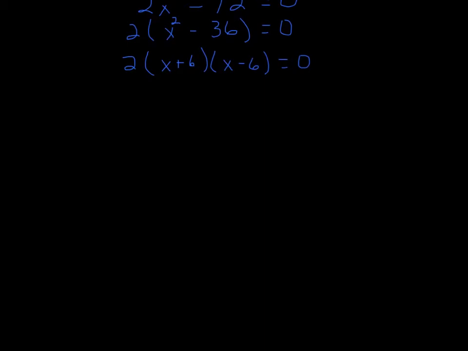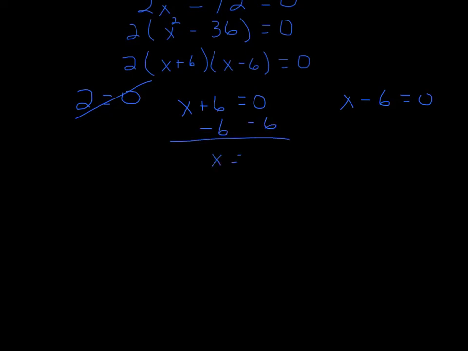You take each of the factors and set them equal to 0, right? Well, 2 can never be 0, so you don't worry about the 2. You just start with x plus 6 equals 0 and x minus 6 equals 0. Okay? So then we go to minus 6, so x can equal negative 6. And we do plus 6, so x can equal 6. And those are your two answers.